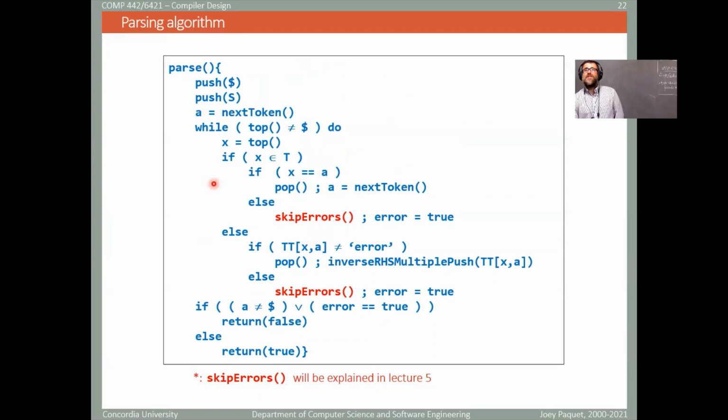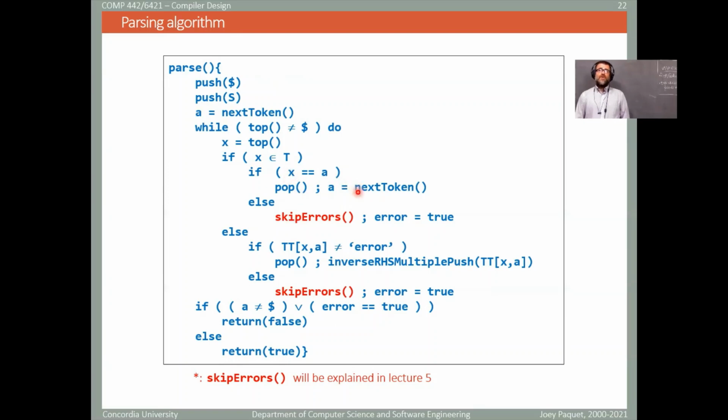Then there are two possibilities here once you are here. If x, the top of the stack, is a terminal, then you check if x, the top of the stack, is the next token. If so, then you pop this x from the top of the stack and you go to the next token.